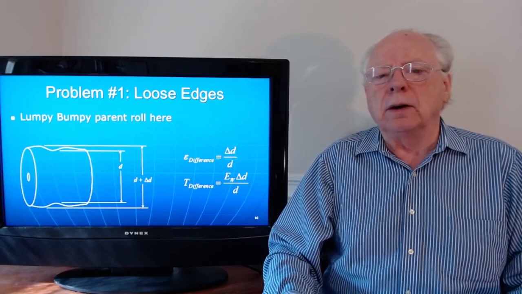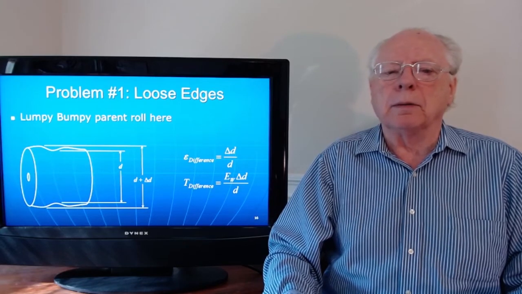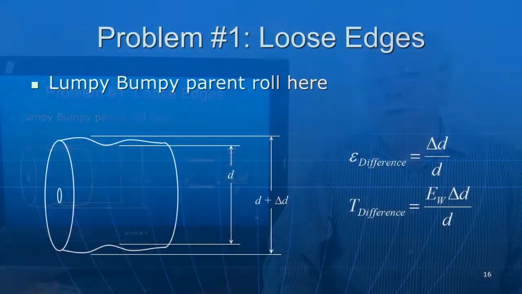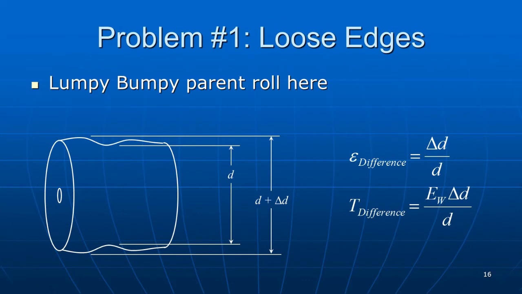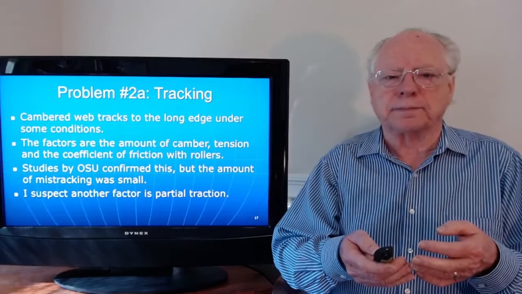As a side note, for any lumpy bumpy parent roll, the lane-to-lane strain difference experienced by the web between the largest and smallest diameters is the diameter difference divided by the smaller diameter. You can't calculate the tension required to pull the looseness out, but this helps you understand if any damage will be done to your web by the strain.